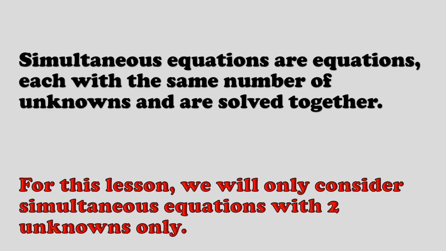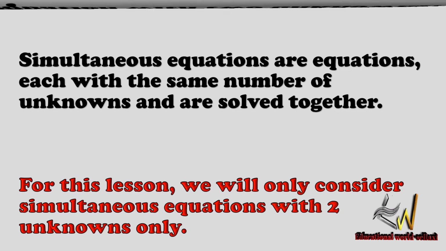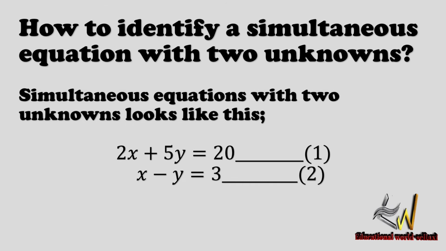So what are simultaneous equations? These are equations with the same number of unknowns and they are solved together at once. For this video lesson, we will only consider simultaneous equations with two unknowns only. So how can we identify simultaneous equations with two unknowns?